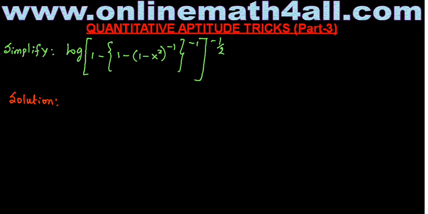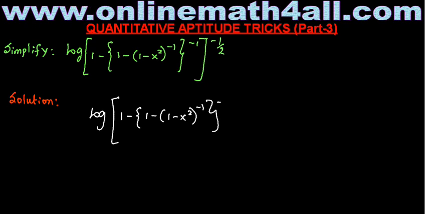Okay, I'll show you here. But before we solve this problem, I'll tell you one important thing. That is, the brackets used in this problem are very important. So you have log of 1 minus, 1 minus, 1 minus x square to the power negative 1, whole to the power negative 1, again to the power negative 1 over 2.